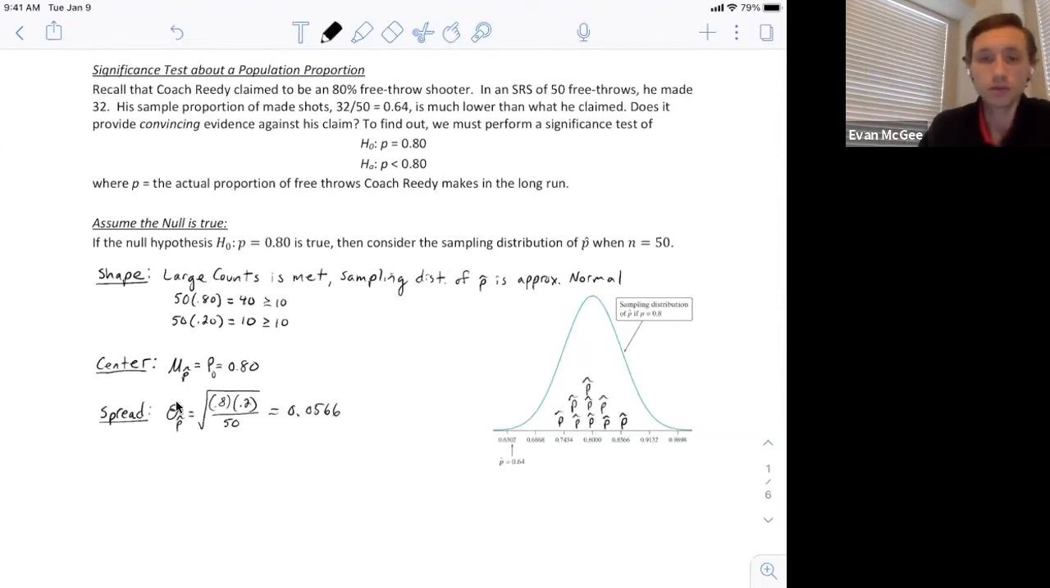You should remember the formula for the spread or standard deviation of a sampling distribution is the square root of p times 1 minus p, divided by the sample size. And so we use the null for this, and we get a standard deviation of p hat of 0.0566.